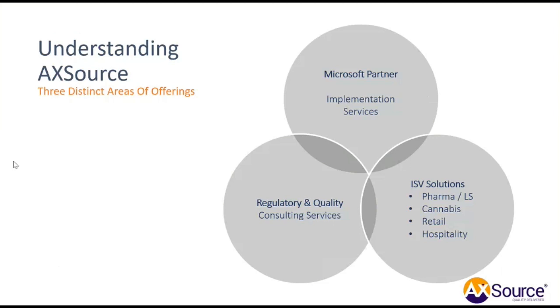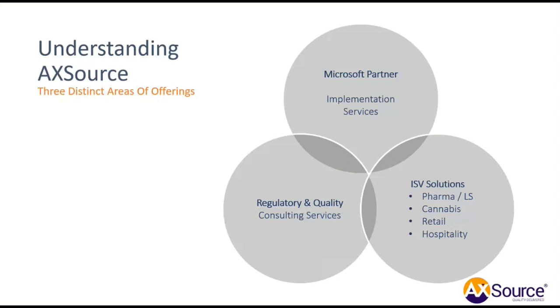At AXSource, we have three distinct areas of practice. First, our IT and digital transformation services. As a Microsoft partner, we implement AX, NAV, and Dynamics 365. We also have another area, which is completely different. We provide regulatory assurance and quality services for regulated industries, pharma, life sciences, medical device, anything from audit, inspections, submissions. And through the collaboration of these two teams, we were able to build some products, and we have an ISV practice, which sells ERP add-ons.